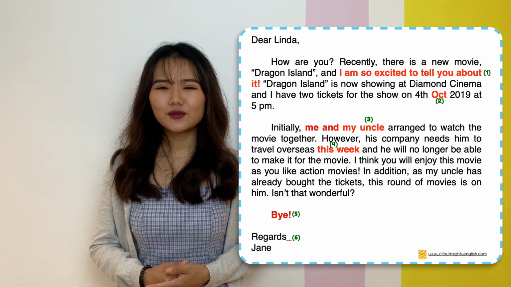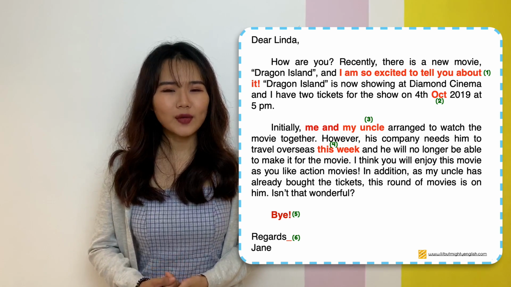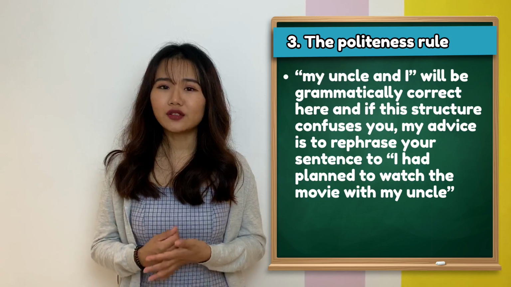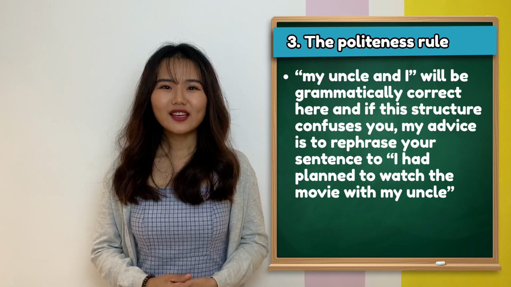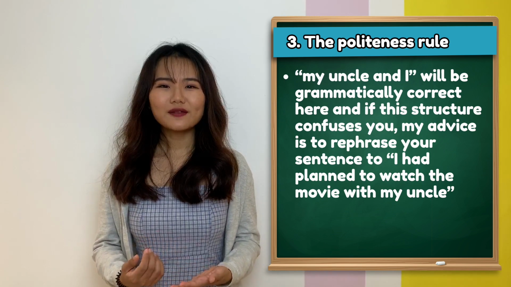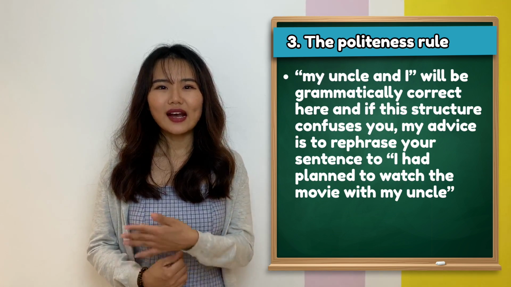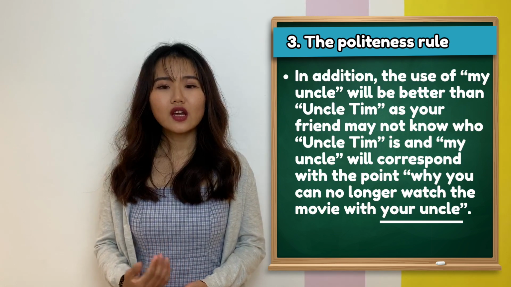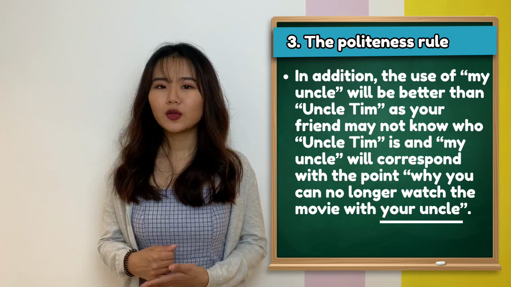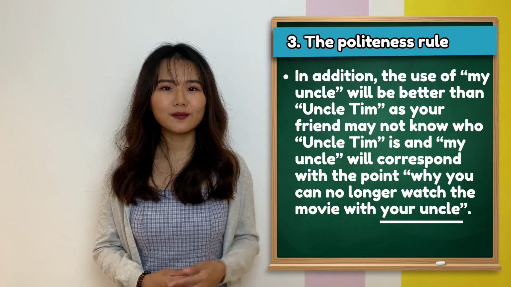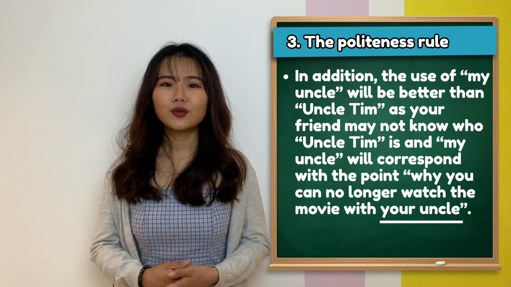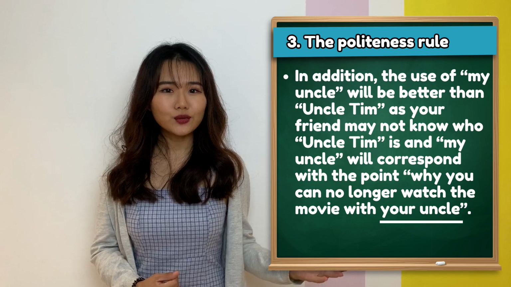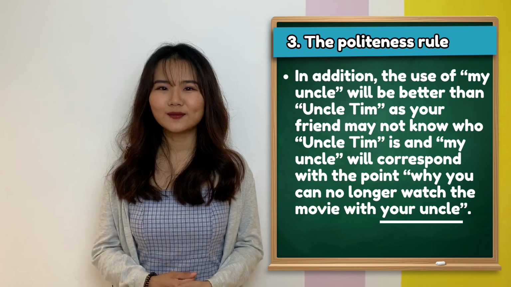Thirdly, the politeness rule is not applied here, and this is a common error in writing and speaking. My uncle and I will be grammatically correct here. If this structure confuses you, my advice is to rephrase the sentence to I had planned to watch the movie with my uncle. In addition, the use of the phrase my uncle will be better than the use of the phrase Uncle Tim. Your friend may not know who Uncle Tim is, and my uncle will correspond with the point why you cannot watch the movie with your uncle.